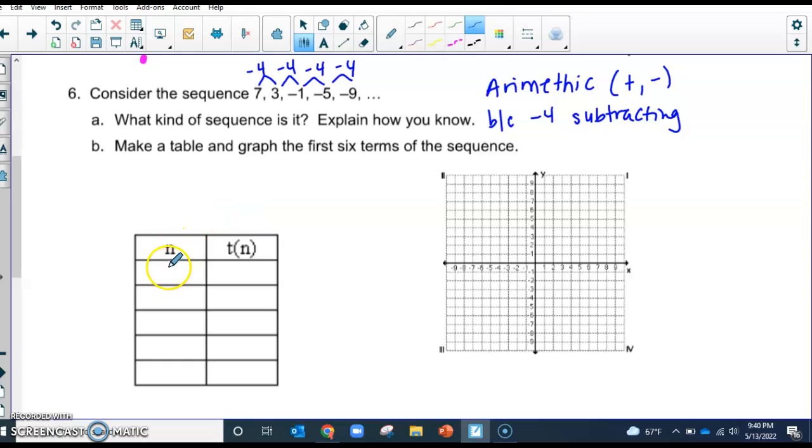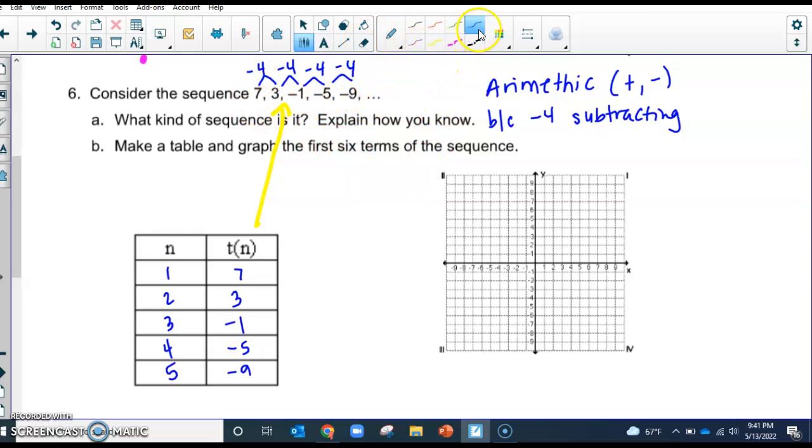Now we're making a table and we're graphing the first 6 terms. So my first term, second term, third term, fourth term, fifth term. My first term, 7. I've got 3, -1, -5, -9. These t of n values right here, these guys come right from my data points.